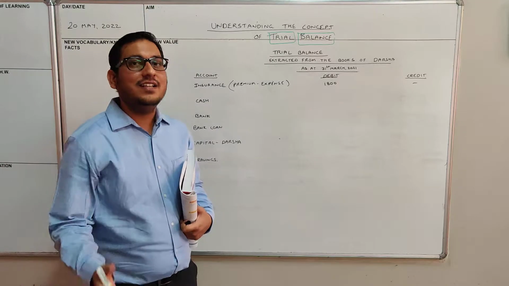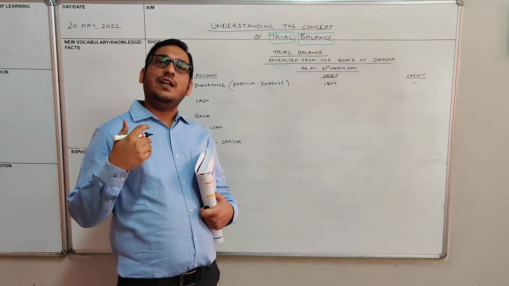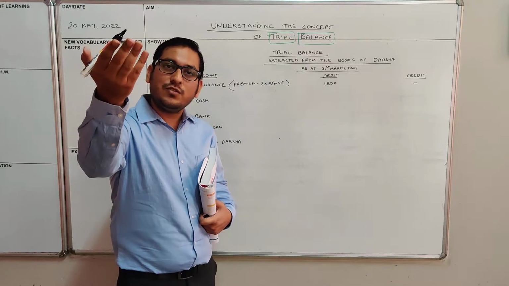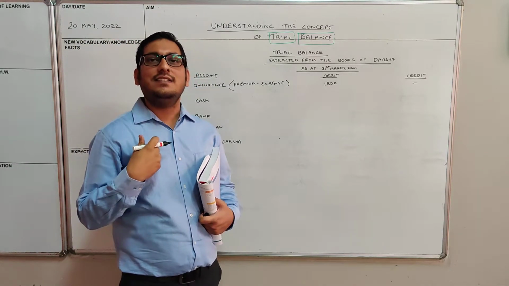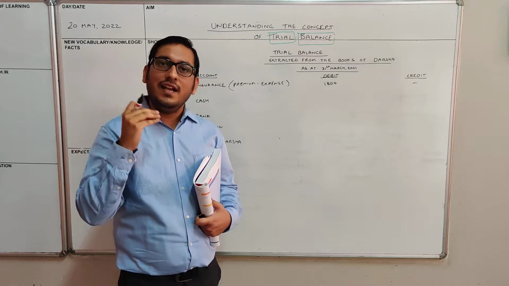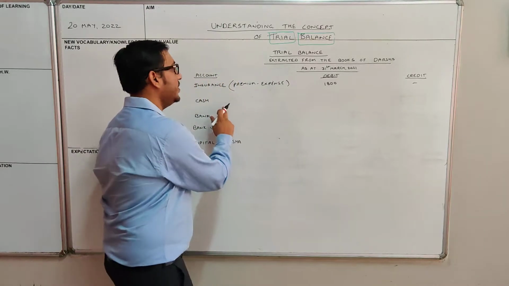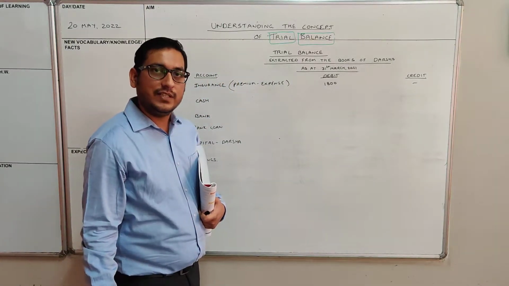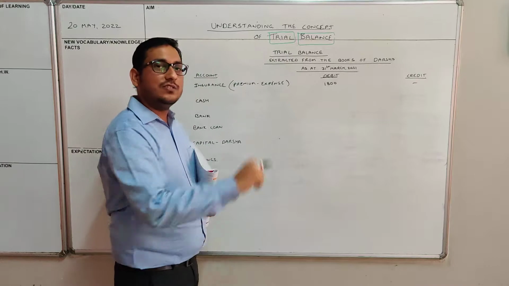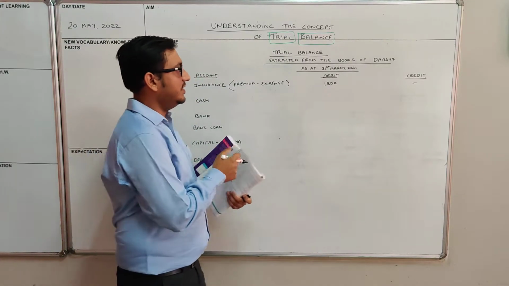Now cash is my asset. It is under my control, and I will acquire future economic benefits from it, isn't it? Cash is my current asset, and assets will always have a debit balance. So where should I write? It has a debit balance, so you should write on the debit side. What is the balance of cash? It is 1200.